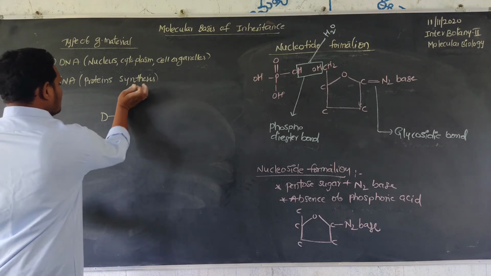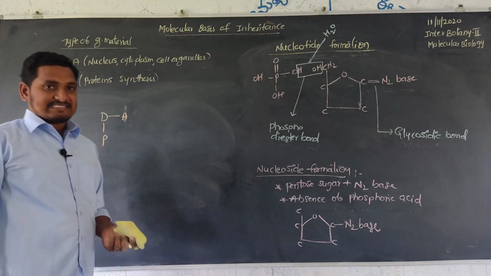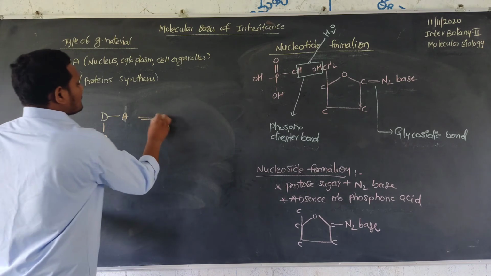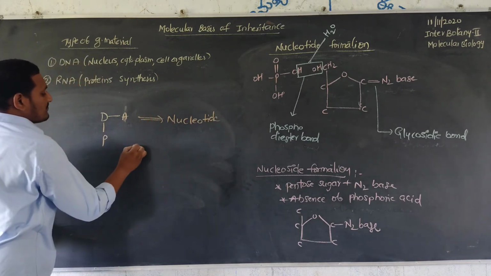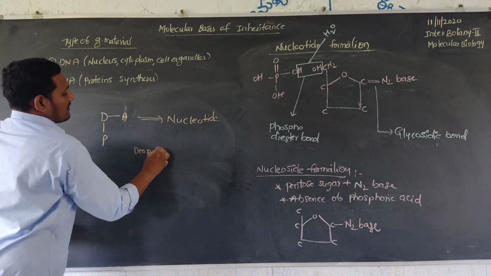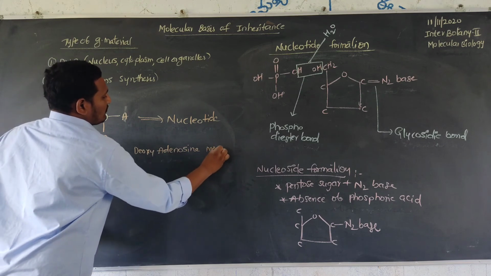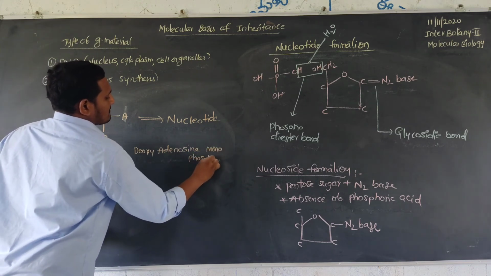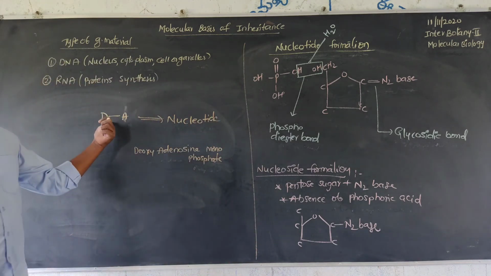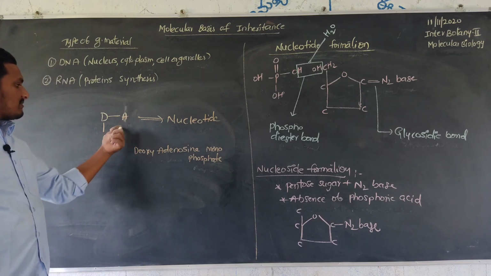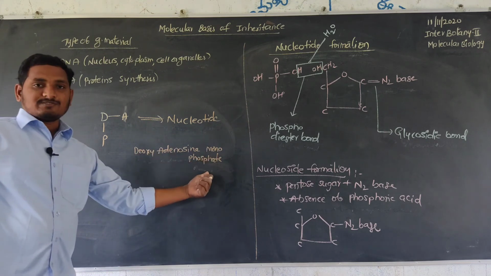Deoxyribose sugar attaches with adenine and phosphate or phosphoric acid. This is a nucleotide, which is also called deoxyadenosine monophosphate. So deoxyribose sugar attaches with adenine, that's why deoxyadenosine, and attaches with one phosphate, that's why monophosphate.